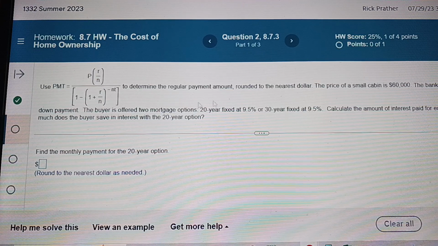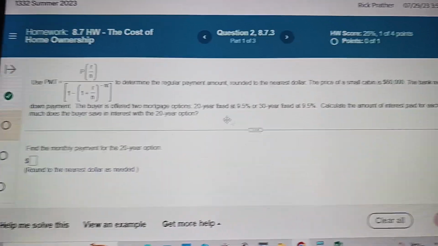The bank requires a 5% down payment because this isn't a physical home that they're going to live in all the time. And it's a smaller amount to finance, so that's why normally it's 20%, but here they're doing a smaller 5%.